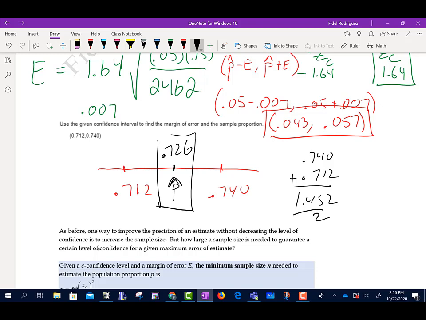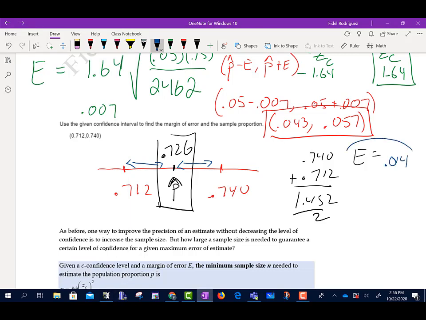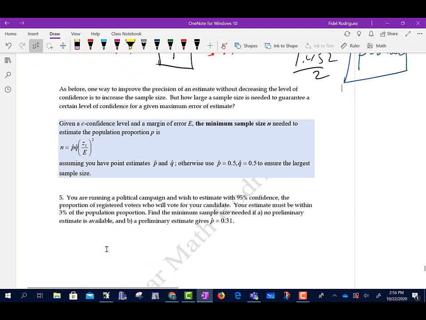Now we want to find the error. Remember, the error is going to be the distance between those numbers. It'll be the same thing either way, okay? So which ones do we want to find? It doesn't really make any difference. Let me take 0.740 minus 0.726. And so our error is 0.014. And here's our error. And then we said our p hat was 0.726. Okay? So I'm going to scroll down a little bit more.